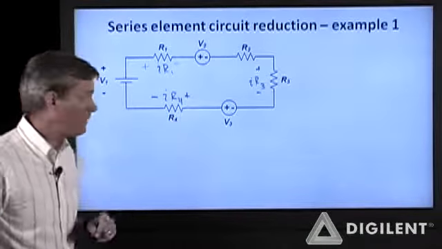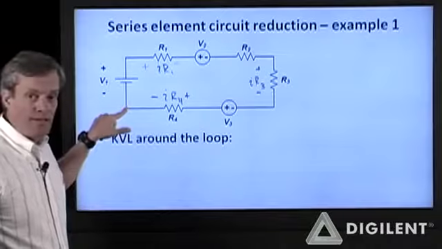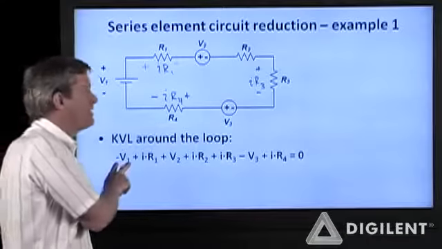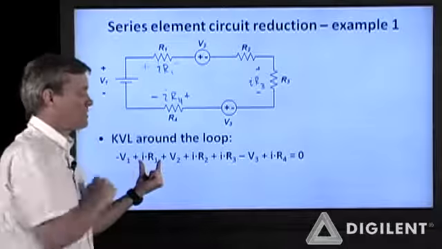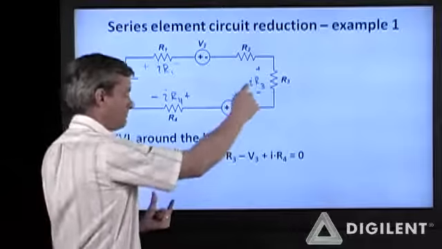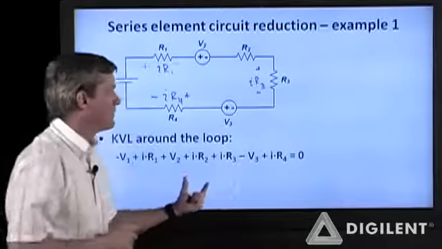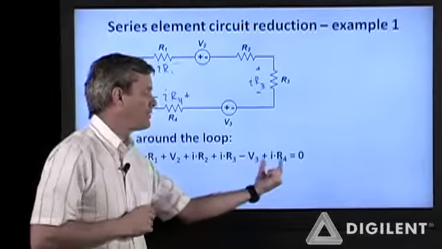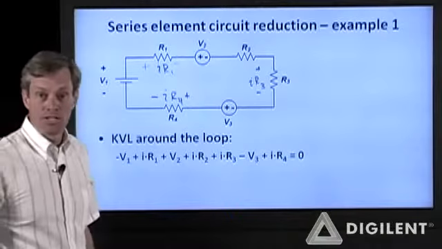Now if I apply KVL around this loop, starting at the lower left-hand corner, coming up here, I hit the negative terminal of V1 first, which gives me a negative V1. I hit the positive terminal of I times R1, so the voltage difference across R1 is positive I R1. This positive voltage terminal is first, so it's a plus V2. I times R2, which I didn't label. Then I times R3, I hit the negative terminal of V3 next, so that becomes a negative V3 and a positive I times R4. Then I'm back to my starting point. That sums up to 0.